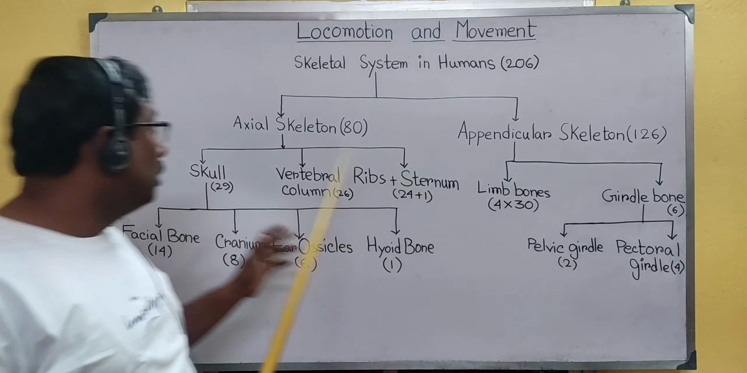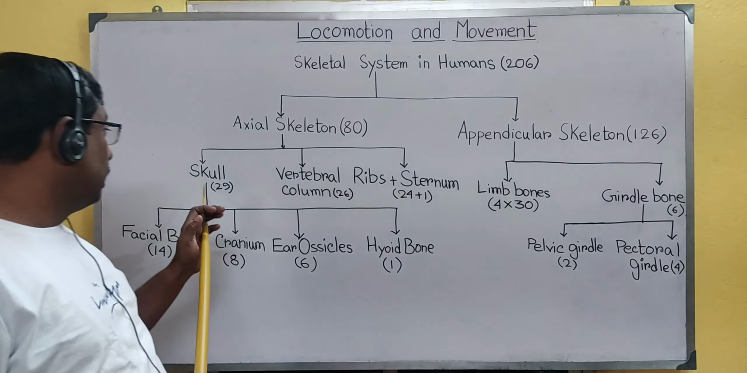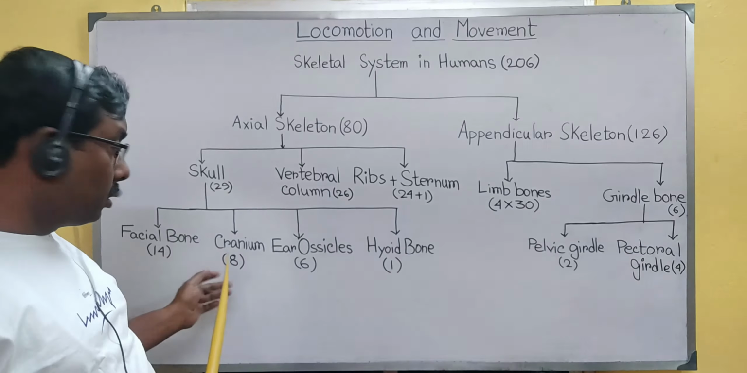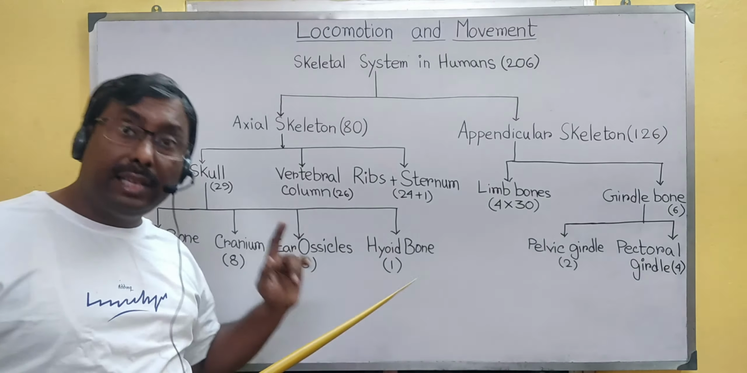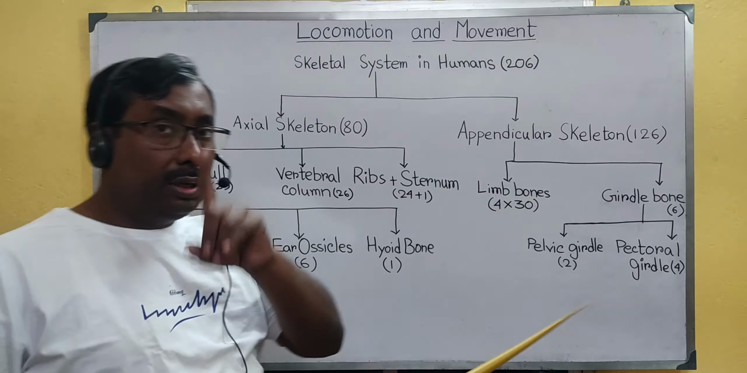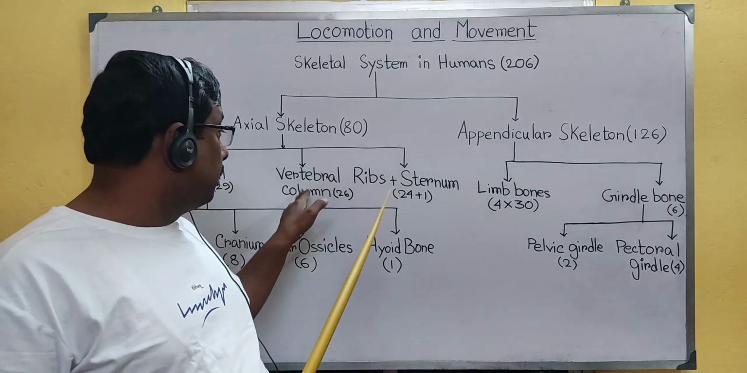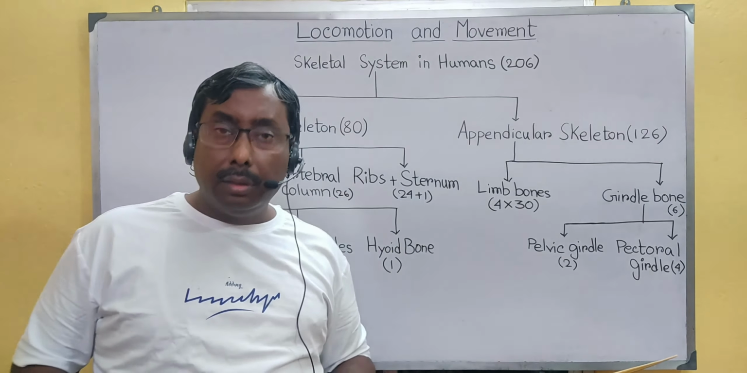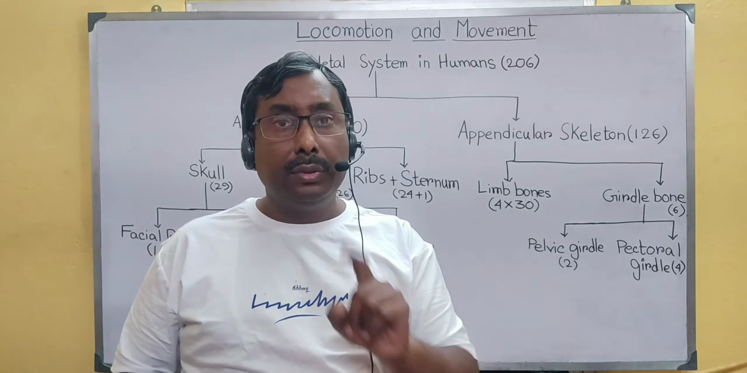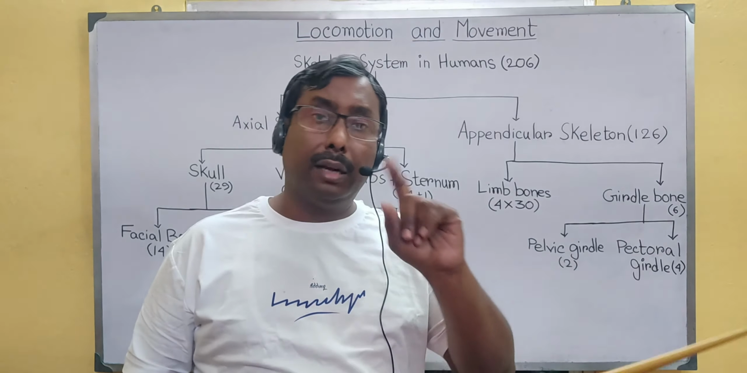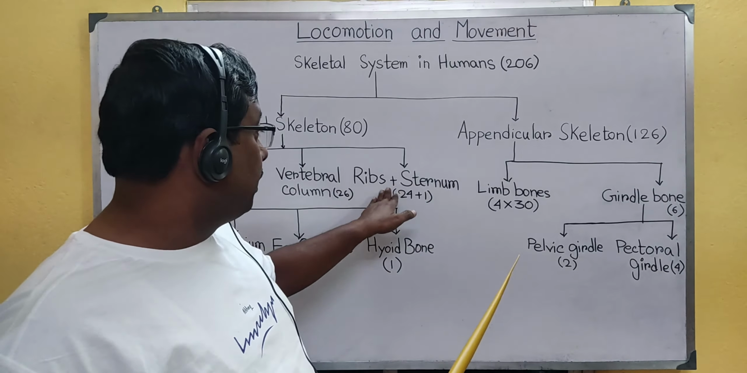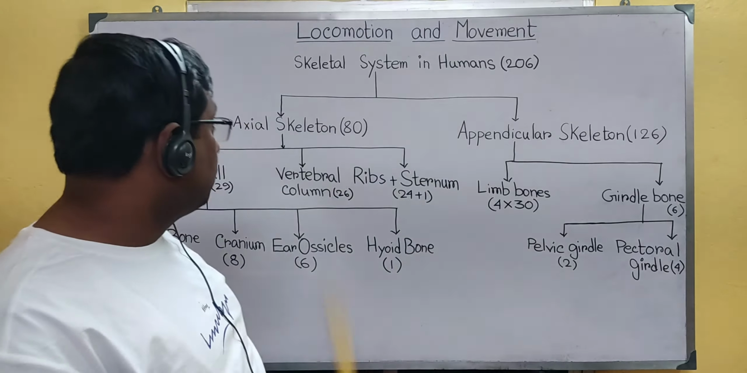This contains one bone. So the axial skeleton has 80 bones, skull 29 bones. Inside the skull there are facial 14 bones, cranium 8 bones, ear ossicles 6 bones, in both ears in pairs, 3, 3, 6. The hyoid bone is 1 single bone. Now the vertebral column contains 26 bones: cervical 7, thoracic 12, lumbar 5, sacral region 1, and coccygeal region or tailbone 1. So total 26 bones, and the ribs 24 and the sternum 1, all including 80 bones.